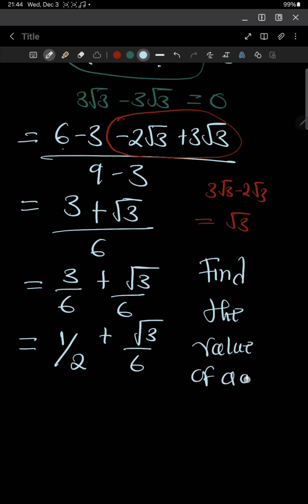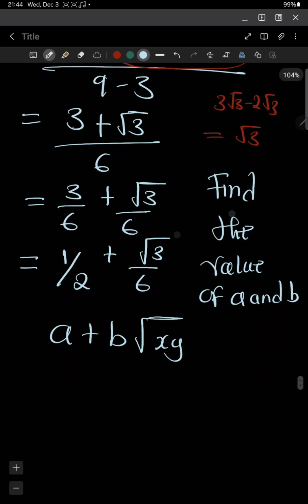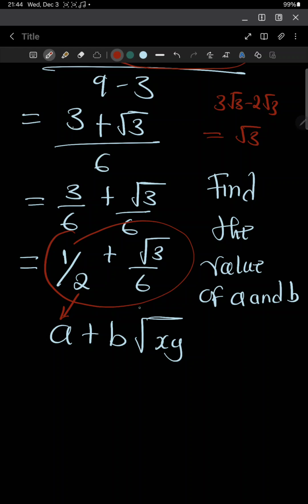of A and B, always recall that a radical can be expressed in this format: A plus B square root of anything, here let me just put xy. So if I ask you to find the value of A and B, you go back to our final answer. Which part represents our A? This represents our A. So therefore, our A is 1 over 2. What about B? Forget about this square root. What is the coefficient of the square root here? It is 1. So our B is 1 over 6.